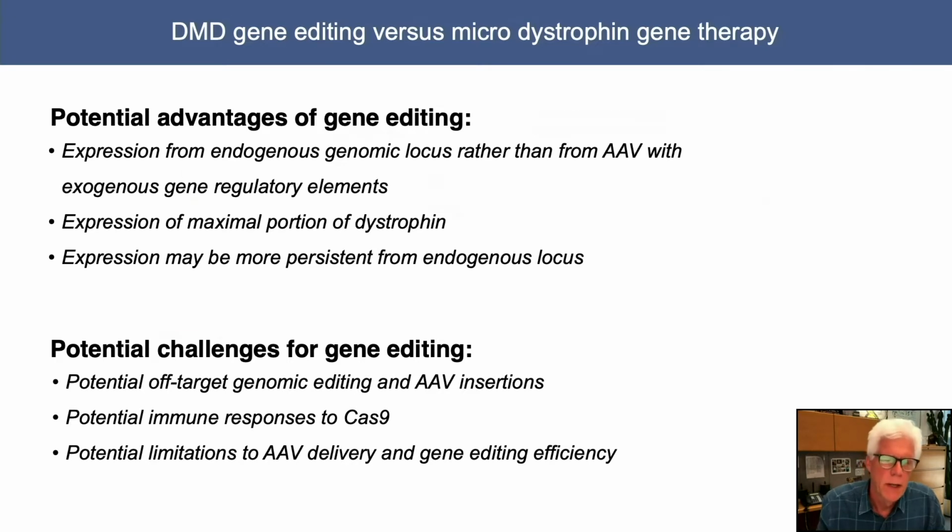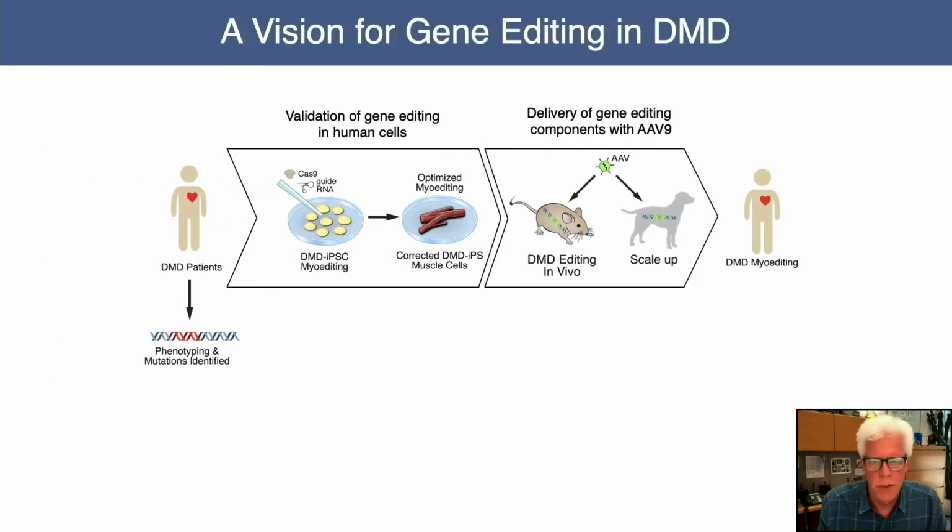Last slide, please. So this slide illustrates where we started and where we are now. We've adapted this technology to correct mutations in samples from patients and have optimized it. And we've built mouse models to correct the mutation by AAV delivery and have then scaled up this work to correct it in large animal models.